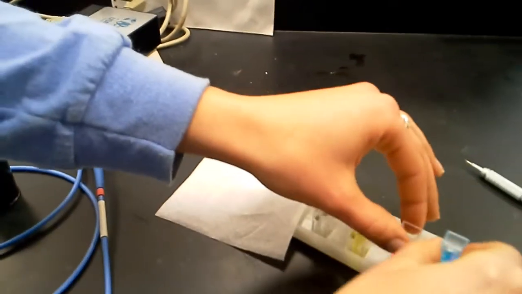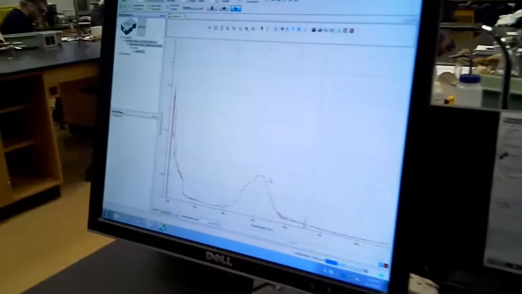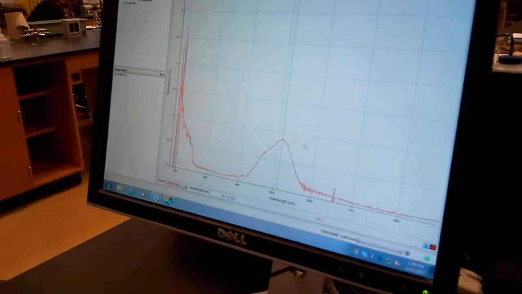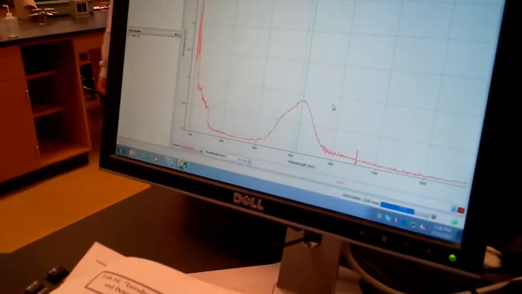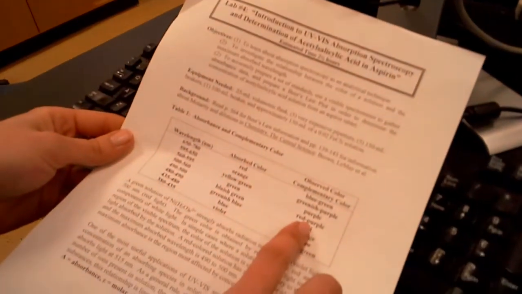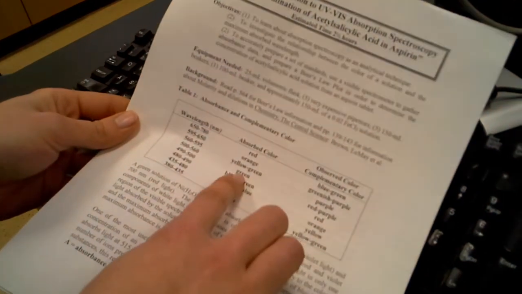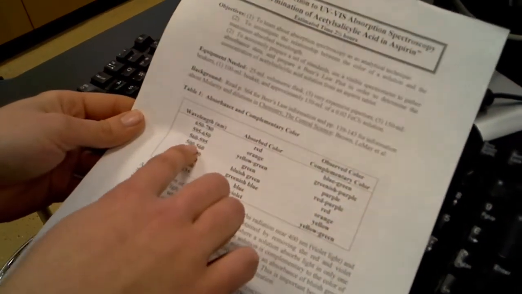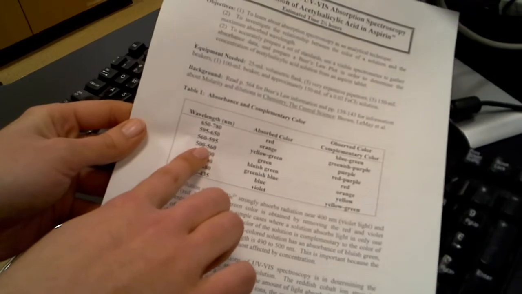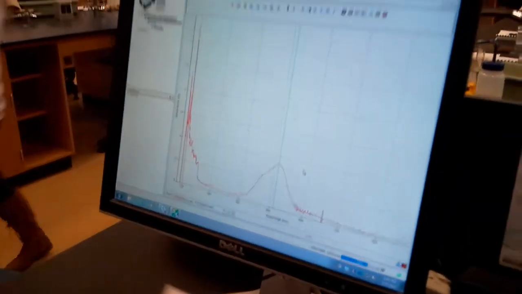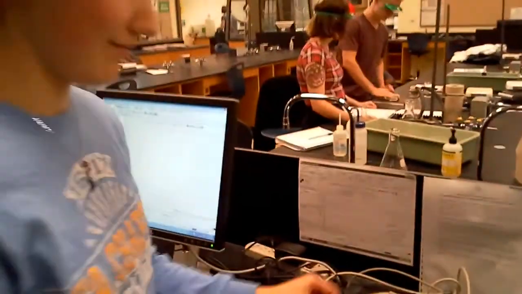And now let's try the reddish, pinkish color. So this, we have our peak around 500, and since it's kind of a red-purple, the absorbed color would be green, and it matches the 500 to 560 range because that is 511. Oops.